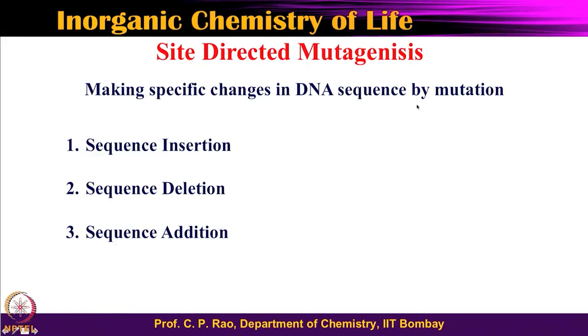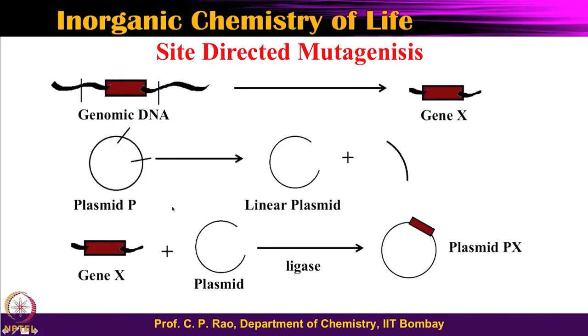So let us look at the next slide in this connection. So making specific changes in the DNA sequence by mutation, you would like that change to be reflected in the protein synthesis. This goes through different processes called sequence insertion, sequence deletion, sequence addition. I am not going to go into the details of all this, because you will study these if you have interest in a molecular biology course. But all that I would say is, these are the kinds of operations that need to be done on DNA. Suppose you are looking at a single mutation, one mutation at a particular position. It is called site-targeted mutagenesis.